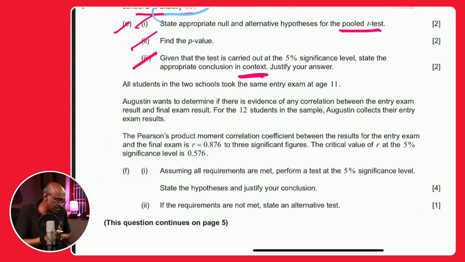All students in these two schools took the same entry exam at age 11. Okay, so there's some other exam that they've taken at age 11, an entry exam. All the students in the two schools, school A and school B. Augustine now wants to determine if there is evidence of any correlation between that entry exam result and the final exam result. For the 12 students in the sample, Augustine collects their entry exam results. This Augustine, man, you're a champ.